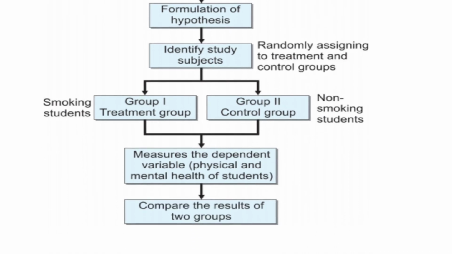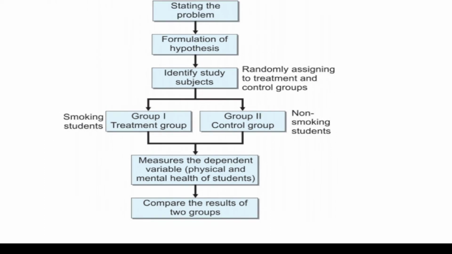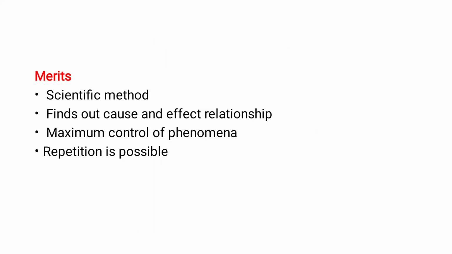Then finally you have to measure the dependent variable. What is the dependent variable? Physical and mental health of students. So you can measure it, and finally you can compare your results between the smoking students and non-smoking students. What is the physical and mental health of smoking and non-smoking students, and finally you have to compare the two groups' results. So this is with regard to the flow chart of the experimental and control group experimental method. Next we will see the merits.